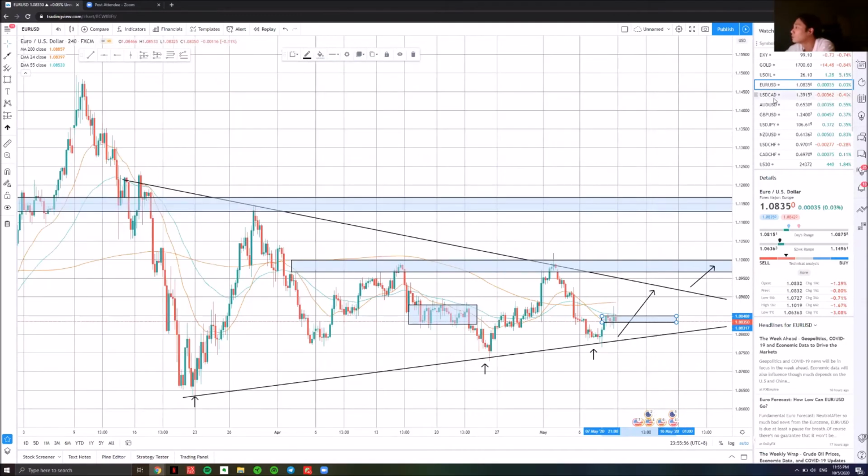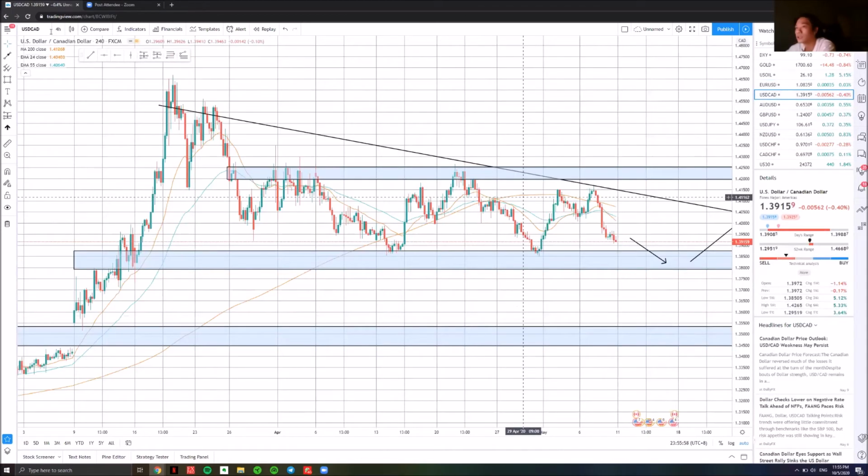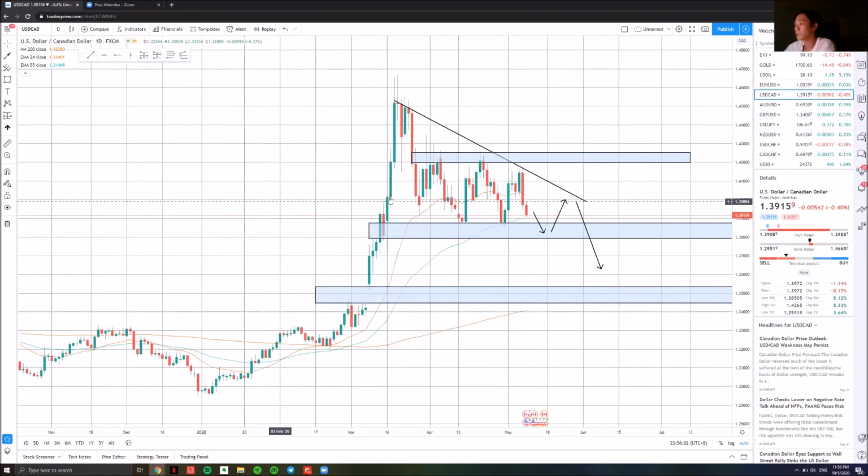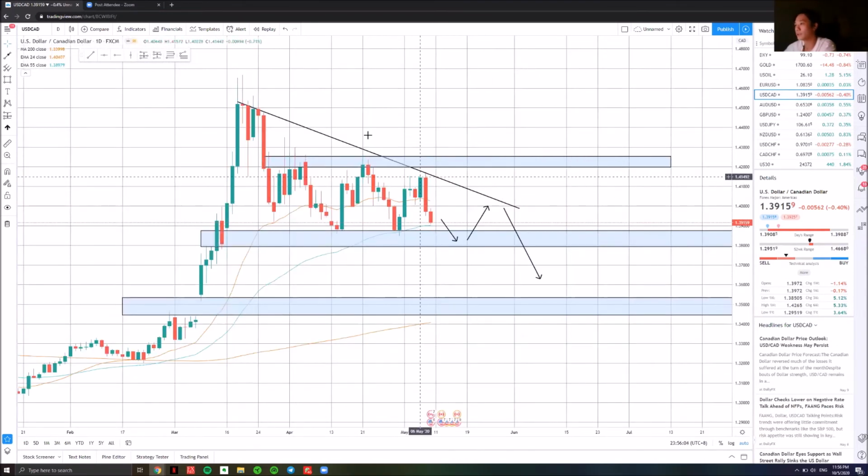So next would be dollar CAD. Dollar CAD got resisted previous week. It went up a bit, it got resisted at this falling trend line, and it shot all the way down. And price is actually approaching a very strong demand zone, as we can see from the previous few weeks.